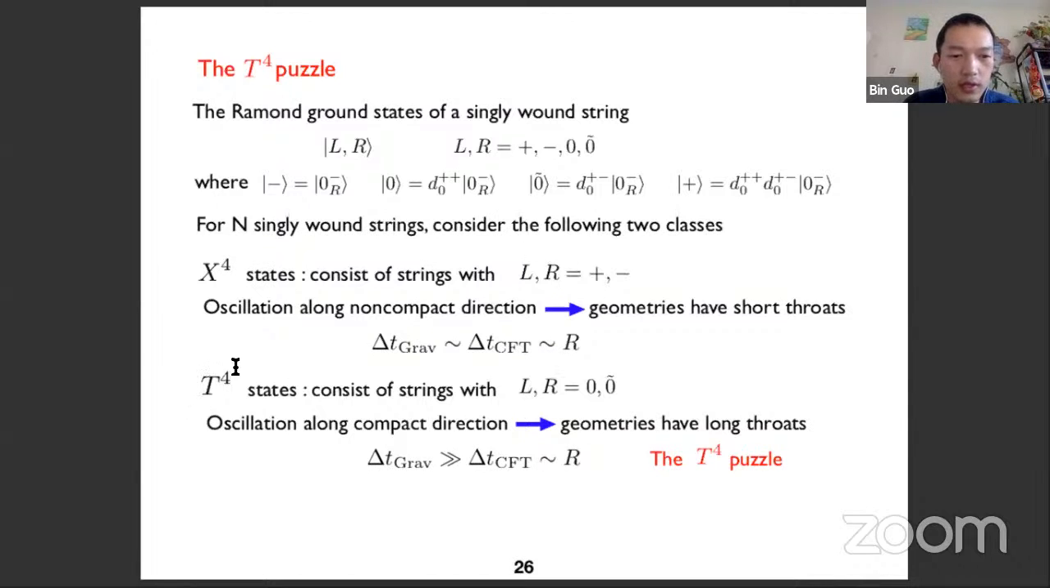However, for T4 states, we use the strings 0 and 0 tilde. The oscillation is around the compact direction, the T4 direction, so the geometry is believed to have a long throat. So we cannot match the traveling time. The traveling time in the gravity is much larger than the traveling time in the CFT. So this is the so-called T4 puzzle.